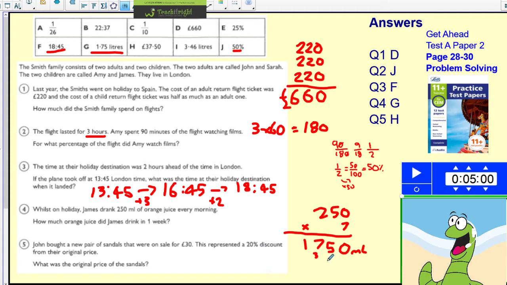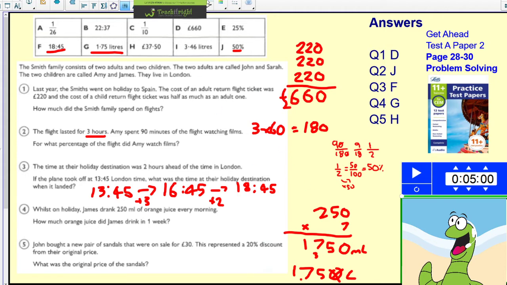How do we go from milli to litres? We talked about this last week with our unit conversions. You need to know that a milli is a thousandth. So this time, we're going to have to divide by 1,000, which does lead us to 1.750 litres. And of course, we can discount the 0 if it's not needed.